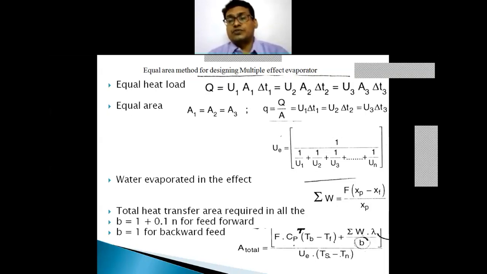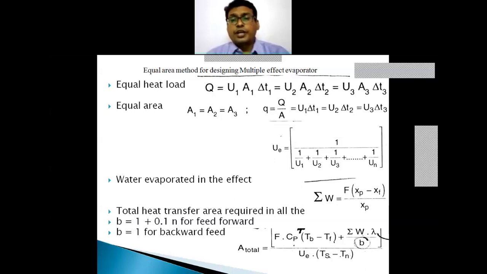That means the heat transferred from the first equipment will be the same as that of the second and the same as that of the third. So U1A1ΔT1 is equal to U2A2ΔT2, which is equal to U3A3ΔT3. And when it's equal area, that is A1 equals A2 equals A3, because when we are considering the equal area method, we are fabricating the same three equipments. Your pumps will be of the same category, tubes will be of the same length. So maintenance cost reduces as we consider the equal area for all three effect evaporators.